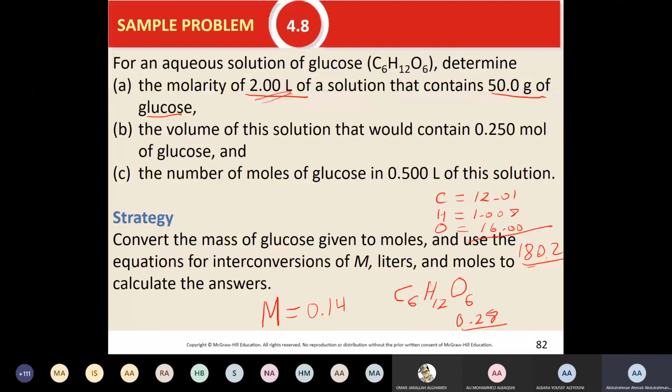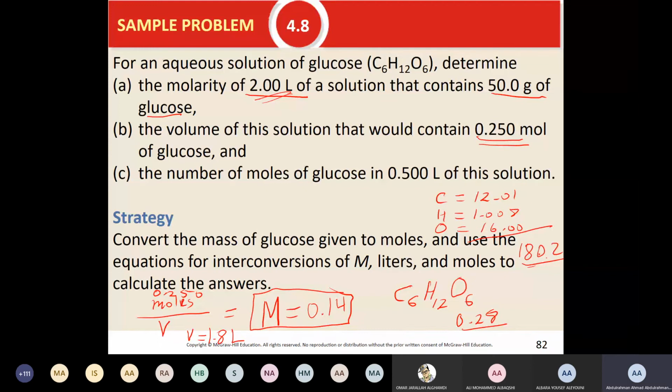We want to know the volume of this solution. If we know the molarity now, and we know the number of moles is 0.250, then what's the volume? We know molarity is moles over volume. So divide 0.250 by the molarity 0.14. What's the answer? 1.8 liters, exactly.